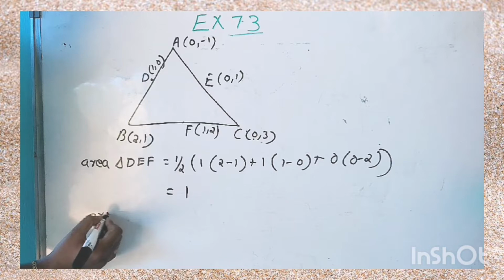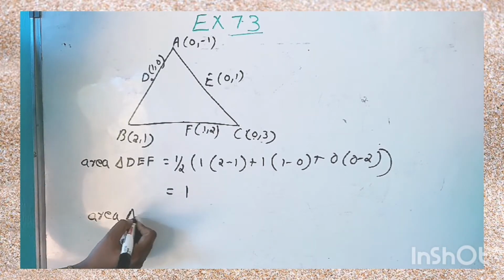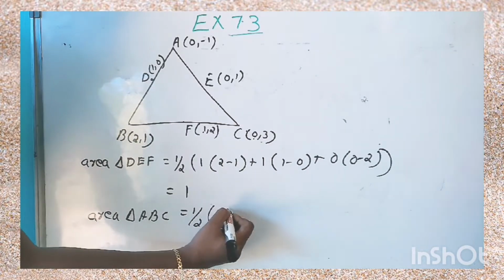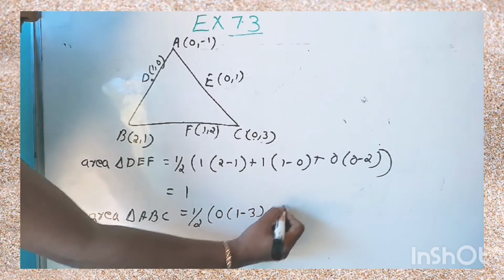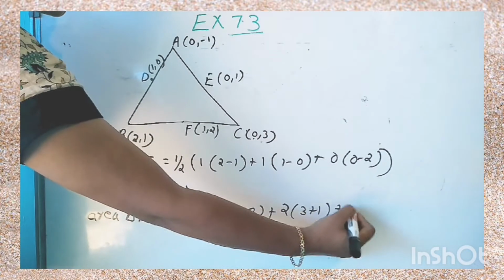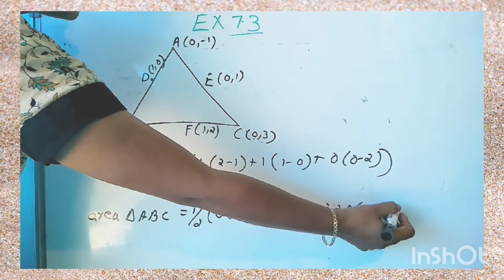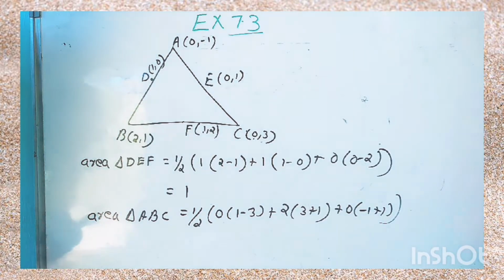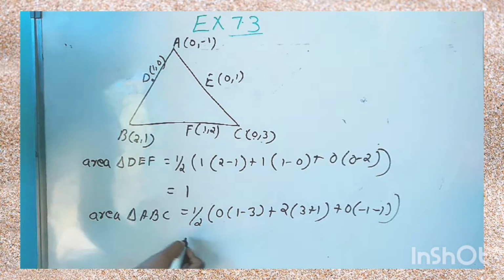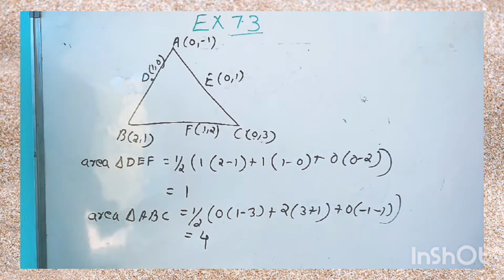Now area of triangle ABC is equal to half into, you will get it as 0 into (1 minus 3), plus 2 into (3 plus 1), plus 0 into (minus 1 plus 1), 0 into (minus 1 minus 1). That is equal to 4.